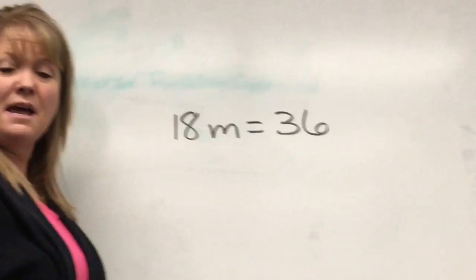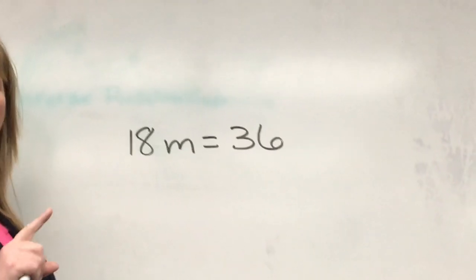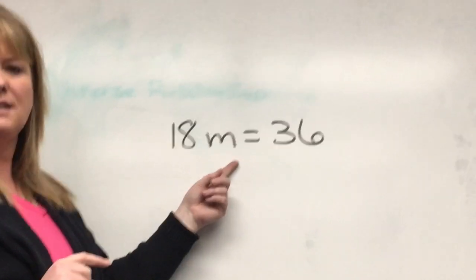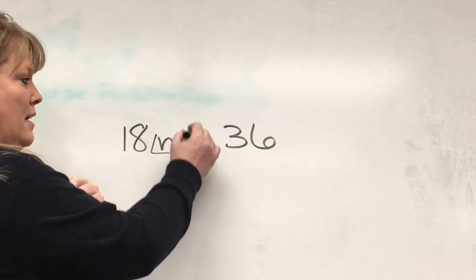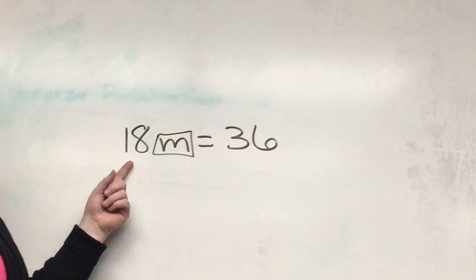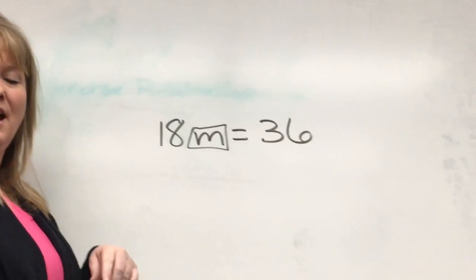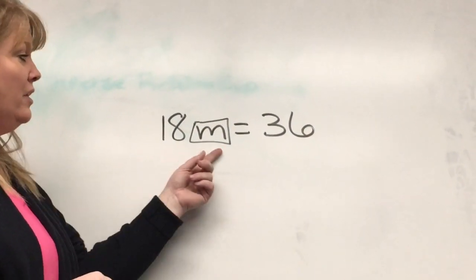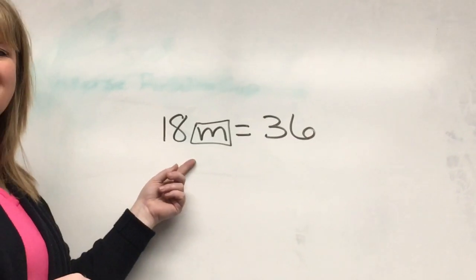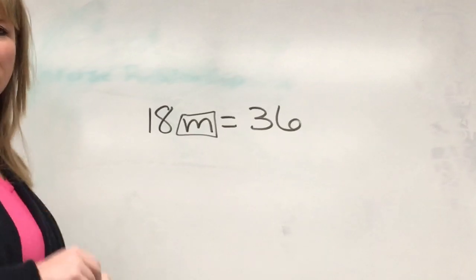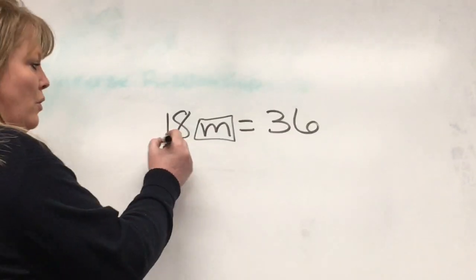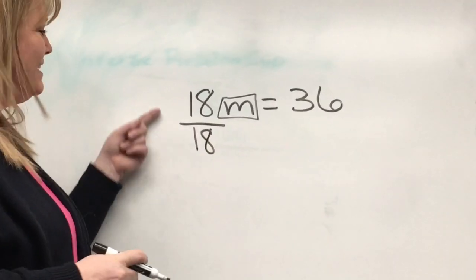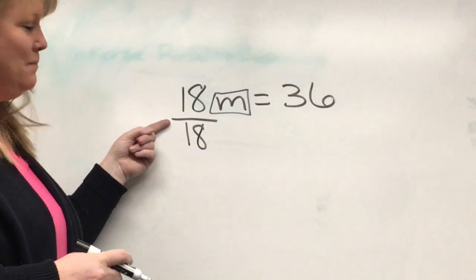Okay, this is example 2. Now remember, on any equation, our goal is to get the variable by itself. So I've identified my variable, 18 times n. And I know the inverse operation of multiplication is division. I'm going to do division a little bit different. We know that this is 18 divided by 18.